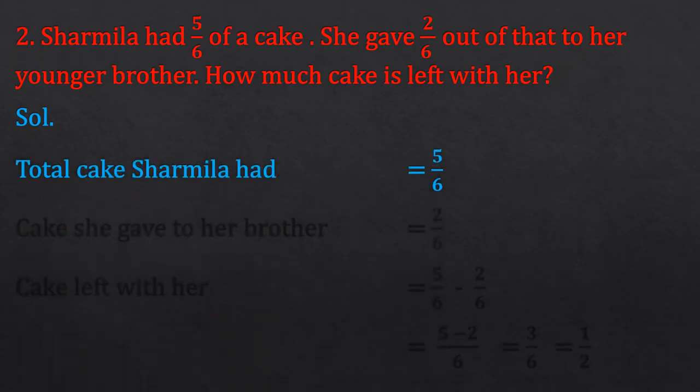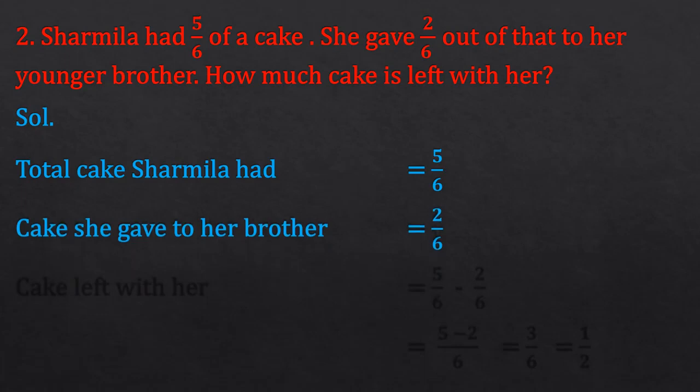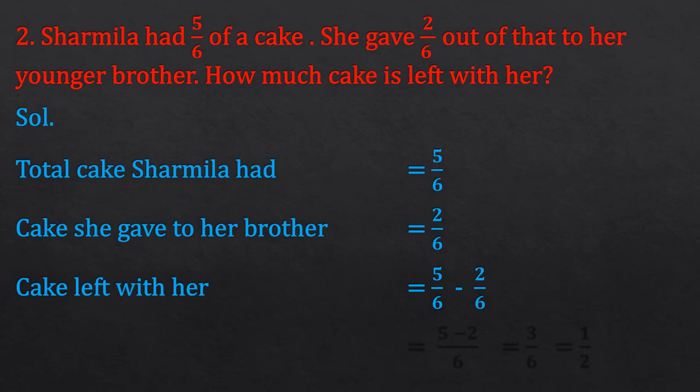5/6 minus 2/6 means from the total cake that Sharmila had, we will subtract the part that is given to her younger brother. So cake left with her is 5/6 minus 2/6. Again, this is the subtraction of like fractions as the denominators are same. So first step is we will subtract the numerators. Find the difference of the numerators, that is 5 minus 2.